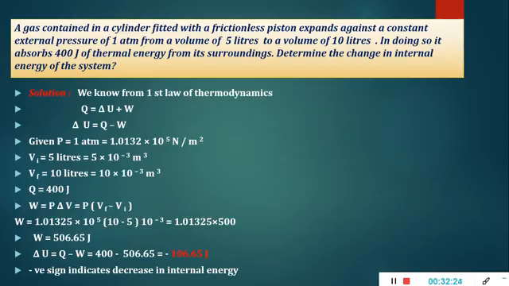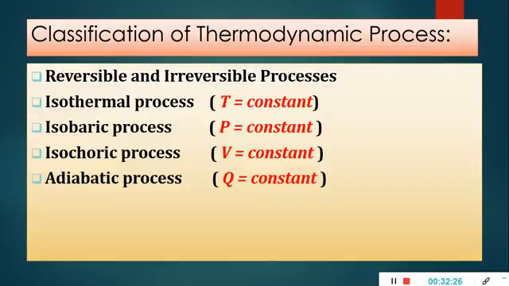Next we have seen two numericals based on the first law of thermodynamics, and this classification: reversible, irreversible, isothermal, isobaric, isochoric and adiabatic. In the next lecture we will see in detail the meaning of reversible and irreversible, isothermal, isobaric, isochoric and adiabatic processes. So I hope it is clear to you all.